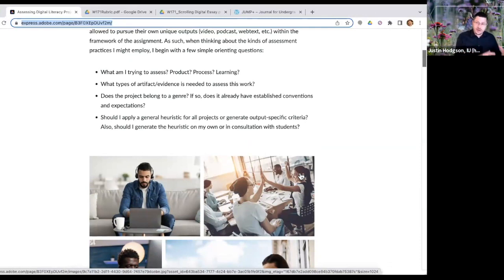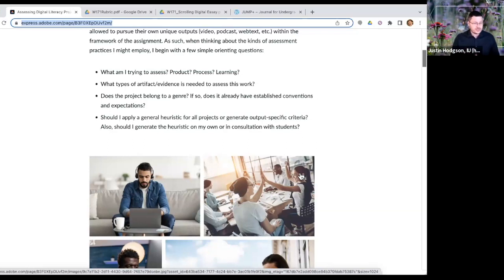Am I looking at a specific product? I'm a writing teacher by trade, so I look at the process more so than the product. Or do I really want to assess students' learning, but also their own understanding of that learning? Those things help shape what kind of artifacts or evidence you need to assess it, and the approaches you might take.